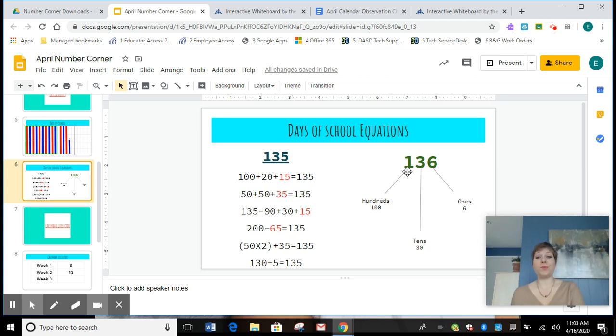Yes, there's one group of 100. What does the 6 mean? There's 6 ones, or 6 by itself. 100 plus 30 plus 6 equals 136.